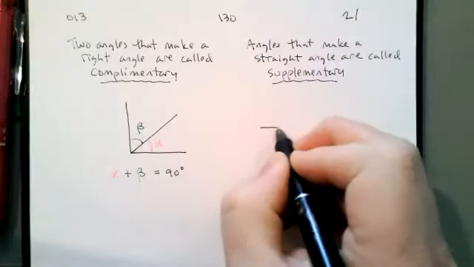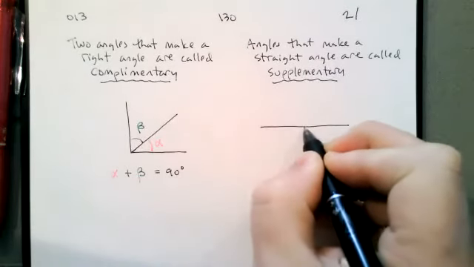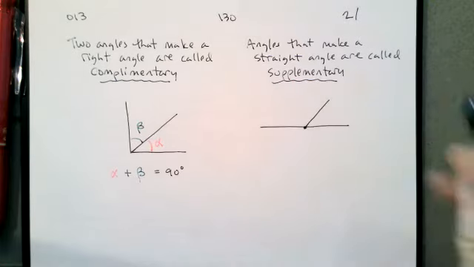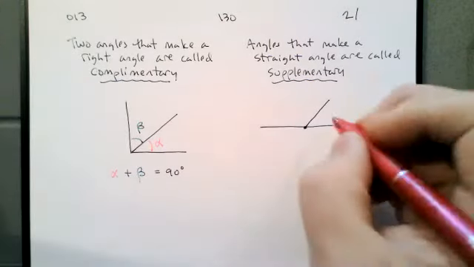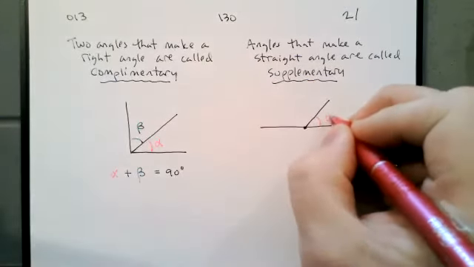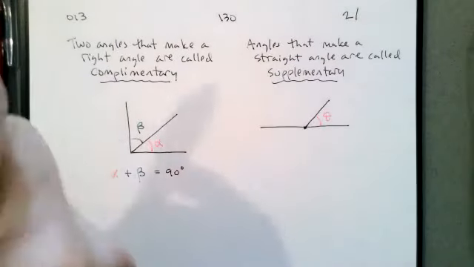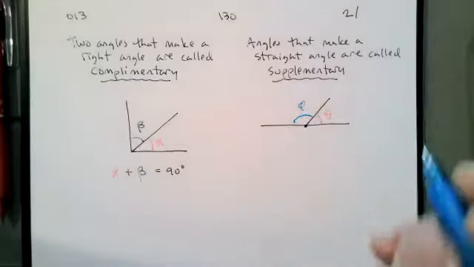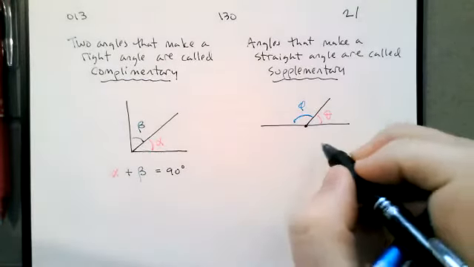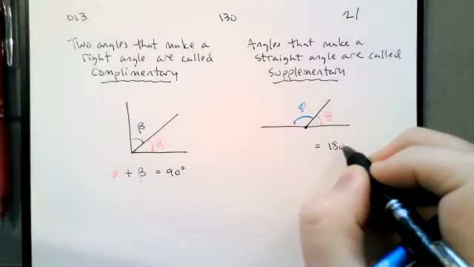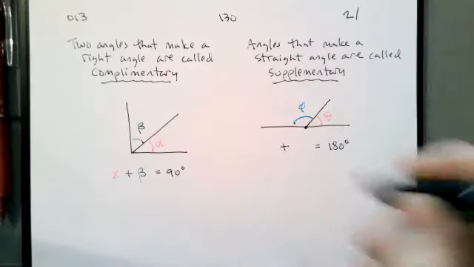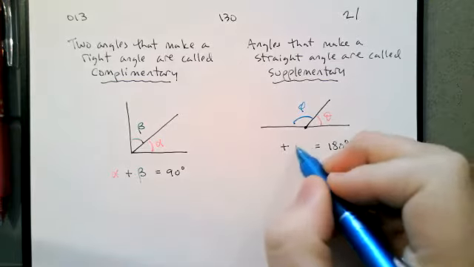So if I have a couple of angles that add up to 180 degrees, say theta and phi. If angles add up to 180 degrees, then we say those angles are supplementary.